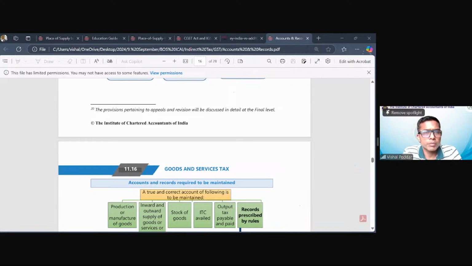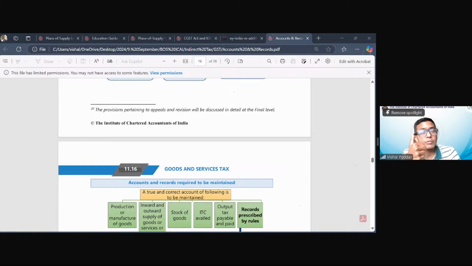Nitish, I did not get what summary you want, beta. Steps to claim ITC. See, basically the steps are simple, beta. You have to first check section 16 conditions. Are you a registered person? Do you have the tax invoice or the relevant document? Is the entry appearing in your GSTR 2B? That is, your supplier has shown it in his GSTR-1 and it is appearing in your 2B. Third, have you received the goods and services? Has the supplier paid tax? Have you filed the return?